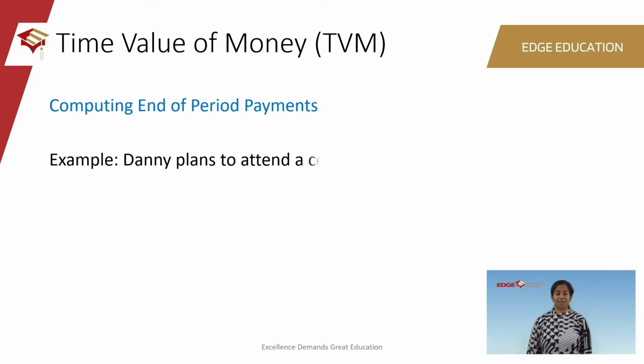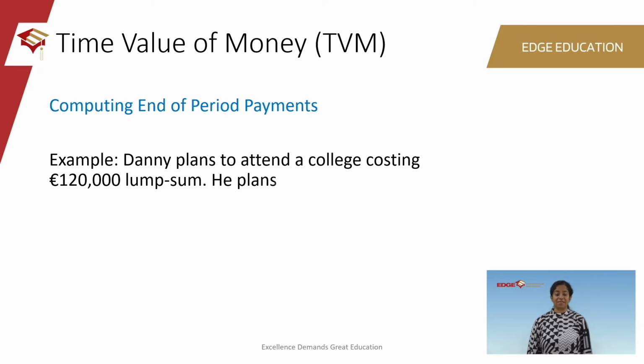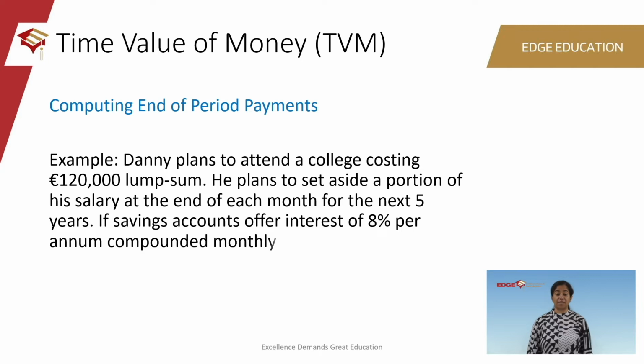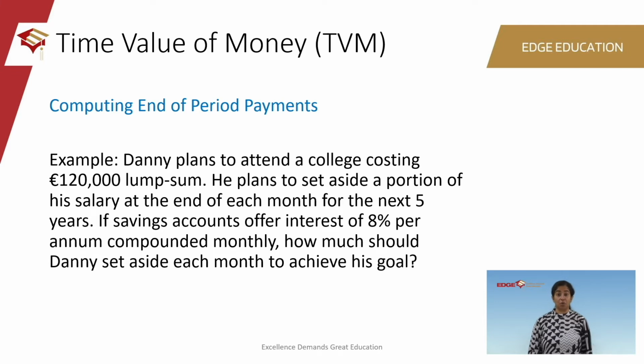Danny plans to attend a college costing €120,000 lump sum. He plans to set aside a portion of his salary at the end of each month for the next 5 years. If the savings account offers interest of 8% per annum compounded monthly, how much should Danny set aside each month to achieve his goal? To begin with this question, we again gather the relevant information.